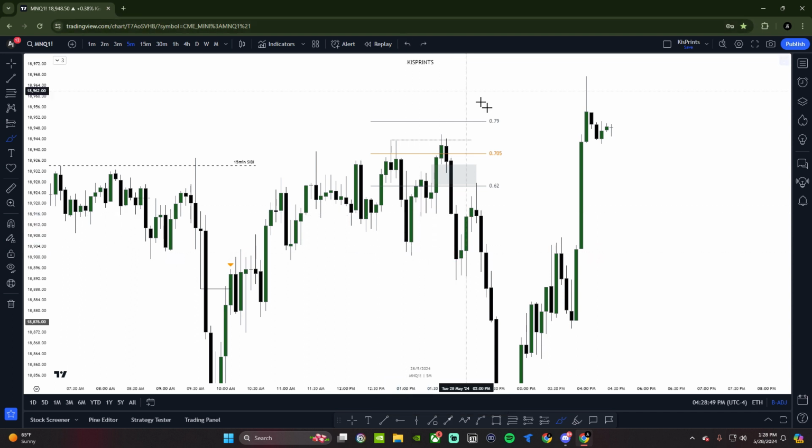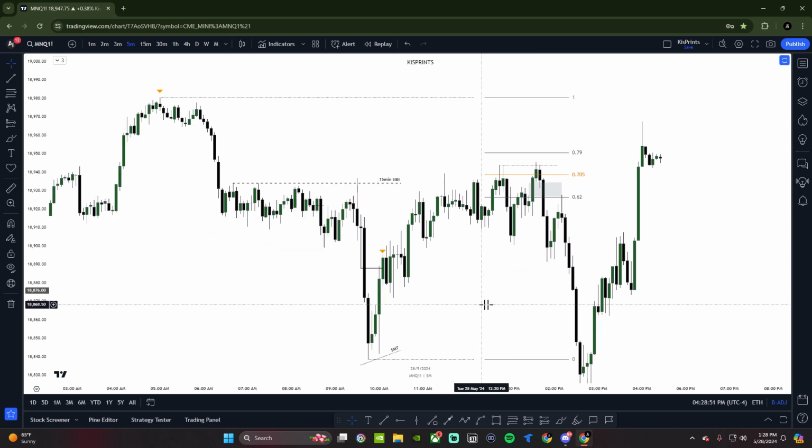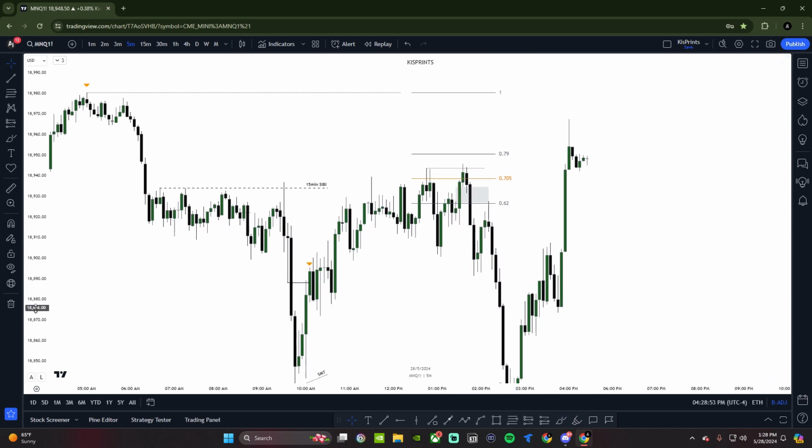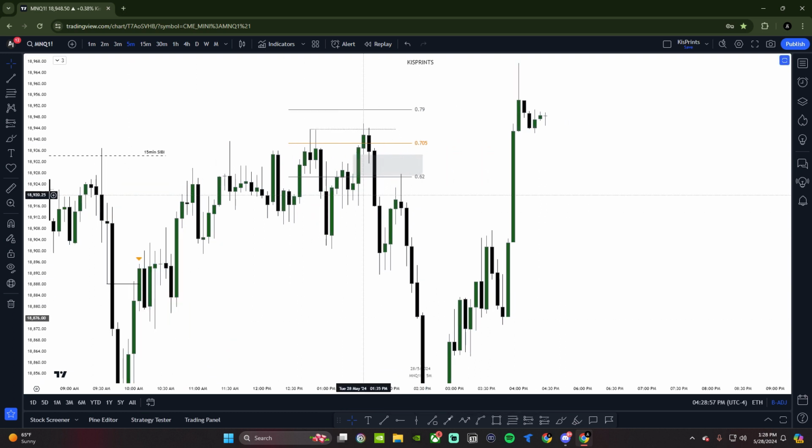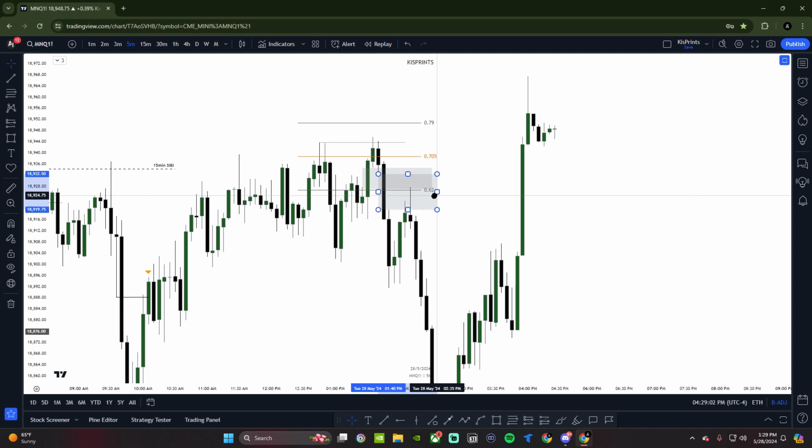But if you want to catch the meaty part of the move, then you're going to want to wait for the imbalance to be formed, right? So we have the inverse, and then after the inverse is formed, then we have our imbalance. And then what is formed when we overlap the imbalance and the inverse, right? We have a BPR now, right? Which would be, let me turn on my magnet, which would be right here, right?